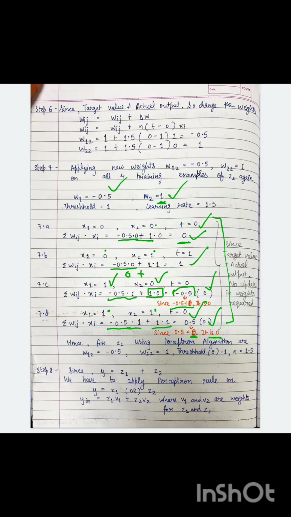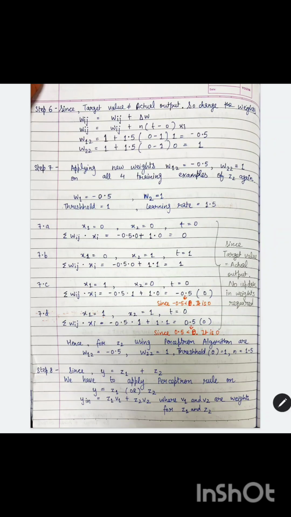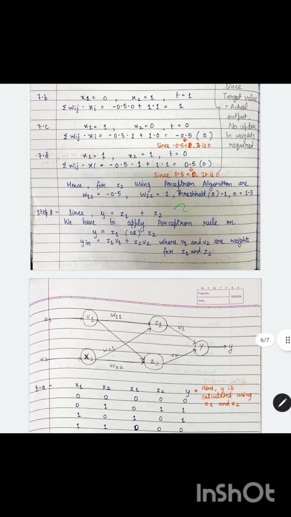Now we have already done the setting of weight for Z1, then setting of weight for Z2. Now we have to perform Z1 plus Z2. All right, so let's go further. So why is Z1 plus Z2? We have to apply Perceptron rule for this. So we already have the value of x1, x2, and we have the values of Z1 and Z2.